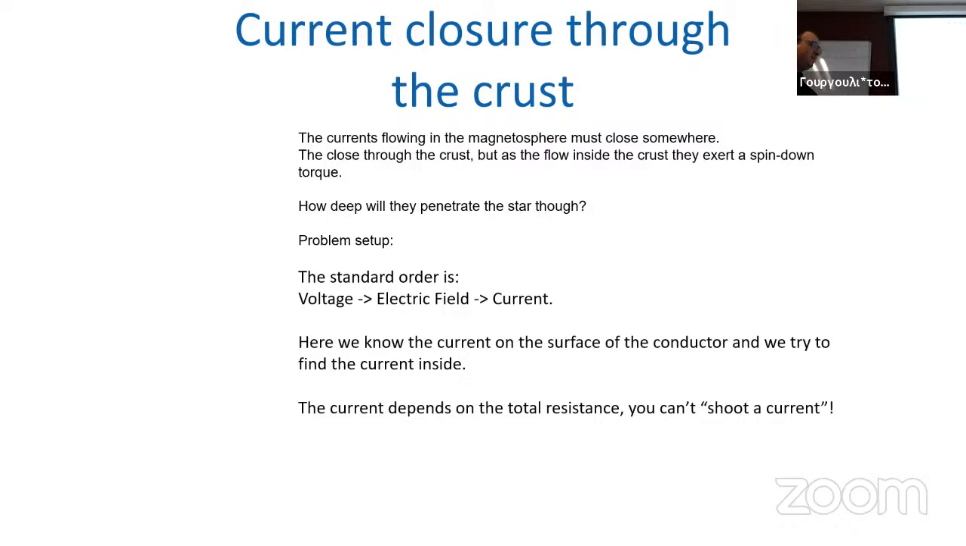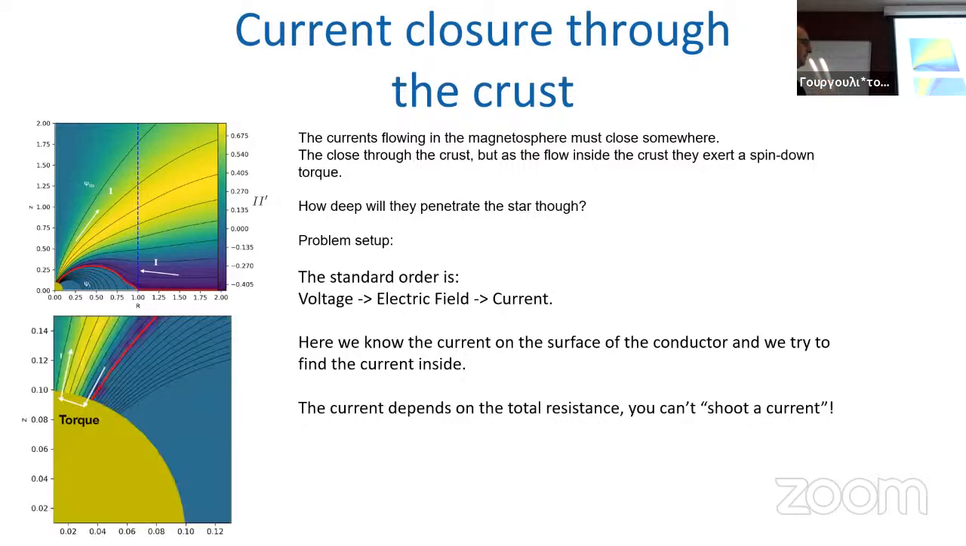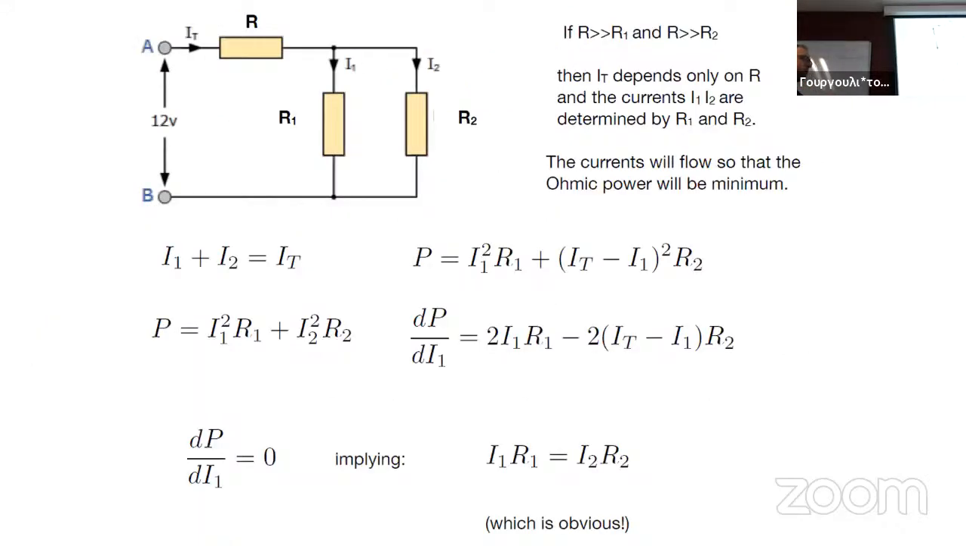Now, this is a little bit counterintuitive relative to what we have been doing. So essentially, we have the current going out, coming back in, and then somewhere here, if we zoom in on this region, it should close and exert some torque. Now, the question is, does it close going all the way to the core? Does it close on the surface? What really happens? Now, the way to solve this problem gets us back to some basic circuit theory.